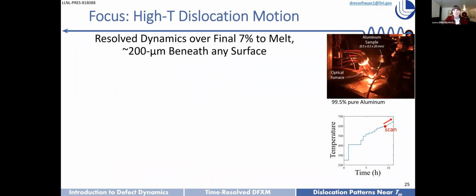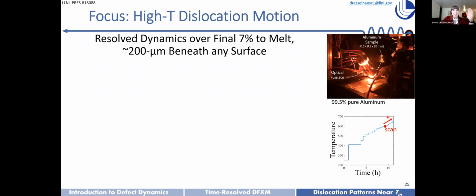So I'll focus for today on one scan that I did of single crystal aluminum deep inside of an optical furnace that I have shown here. And this was a 12-hour scan that we took. I'll focus though on the top 7% of temperature to the melt, where we increase the temperature only by a couple degrees Celsius in each step every 2 to 5 minutes to be able to increase the temperature and watch the system equilibrate to the new temperature.